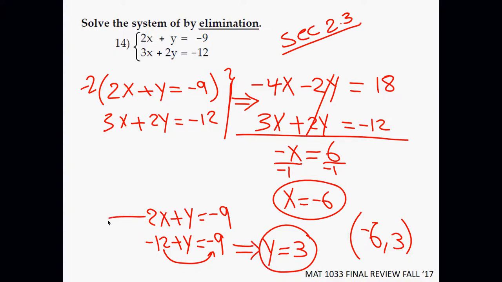We use the first equation, 2x plus y equals negative 9. This is the first equation. So when you plug in negative 6, 2 times negative 6 will be negative 12.